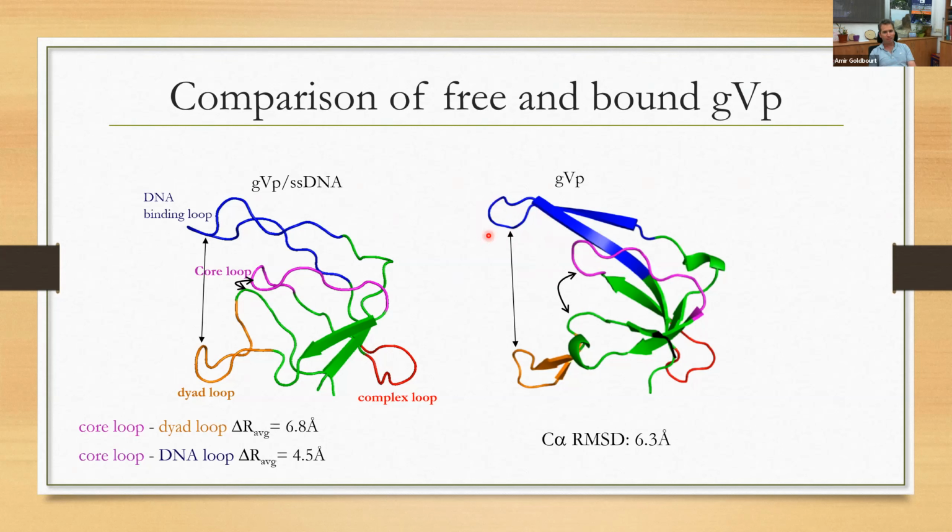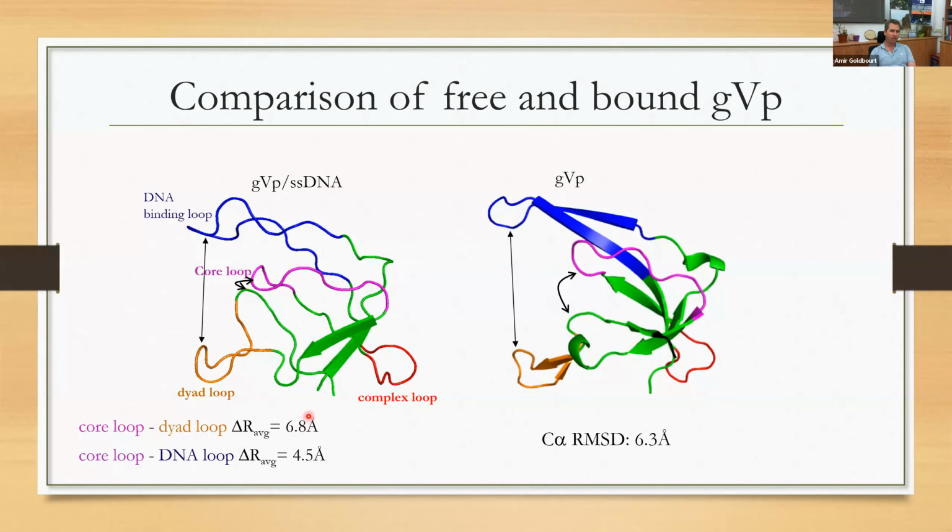So in order to estimate these distances, because it's not so well defined, what he did was take an average of all the distances between the DNA loop and the core loop, and all the distances between the DNA loop and the diode loop.